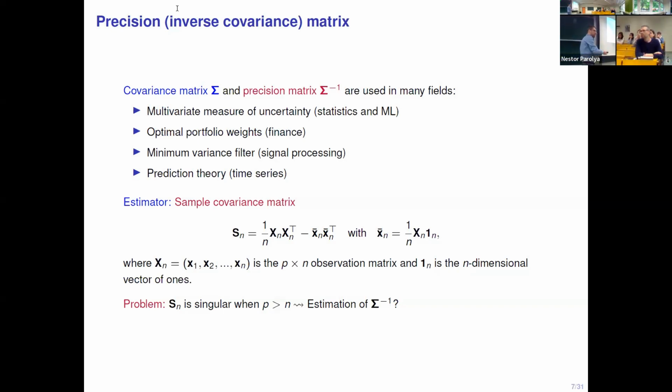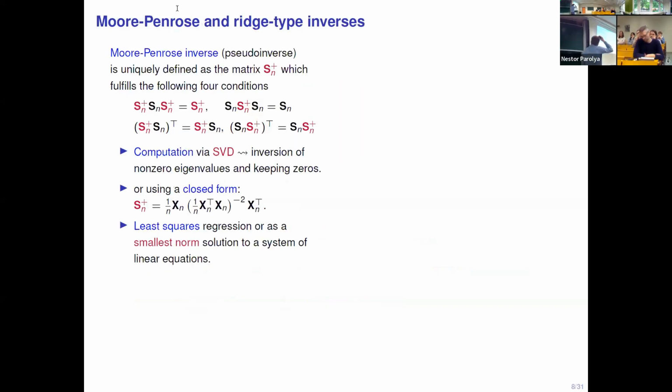The problem with the precision matrix is that if you take the sample estimator, it is singular when the dimension is greater than the sample size, so it's already useless. You cannot invert it in the usual way, but still you need to estimate sigma to the power minus 1. So we propose in this work three estimators, but I think with this methodology you can also do more, looking at more specific matrices.